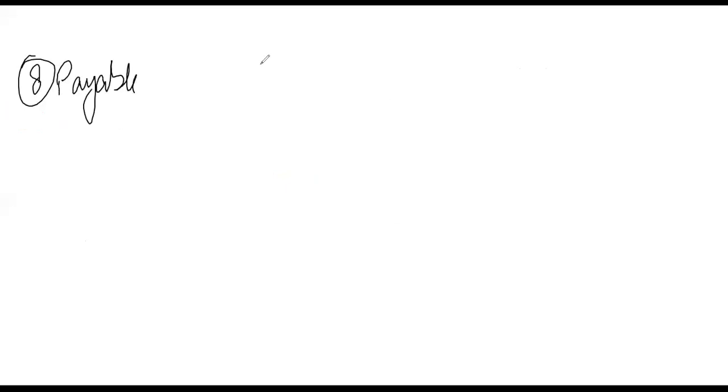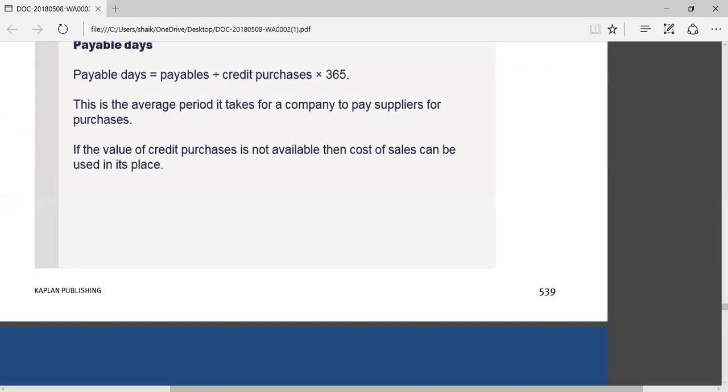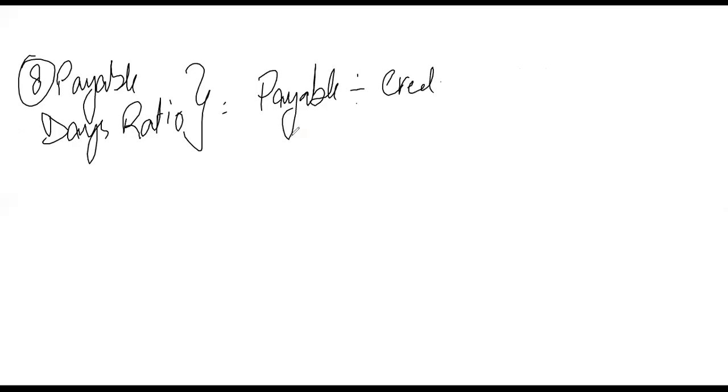Payable days ratio. What we'll be doing is payables divided by, what was the formula that we were using? Payables divided by the credit purchases multiplied by 365. Payable divided by credit purchases, whole multiplied by 365.